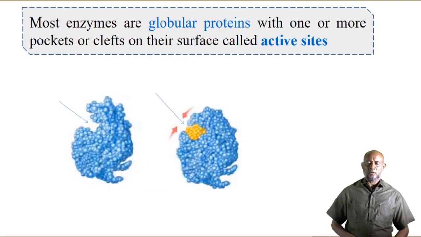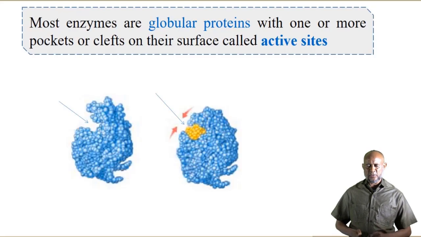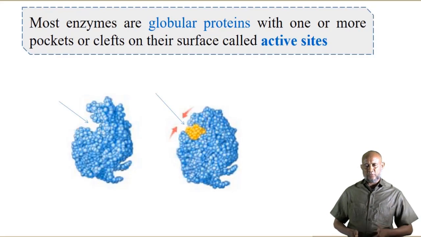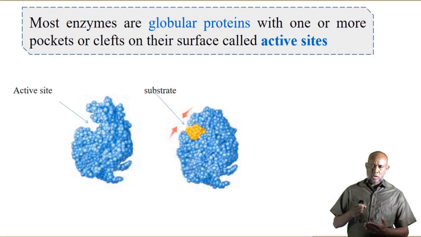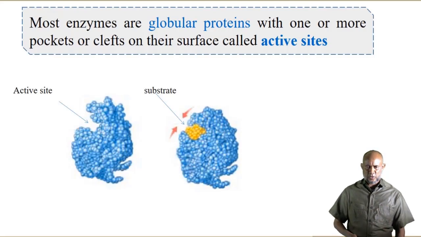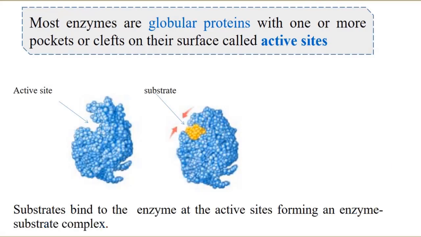Most enzymes, we said, are globular proteins with one or more pockets or clefts on their surface called an active site. If you look at the diagram, the active site is the small cleft which is represented in this simple representation. And the yellow part is the substrate which is attached to the enzyme and makes an enzyme substrate complex. Substrate binds to the enzyme at the active site, forming an enzyme substrate complex.